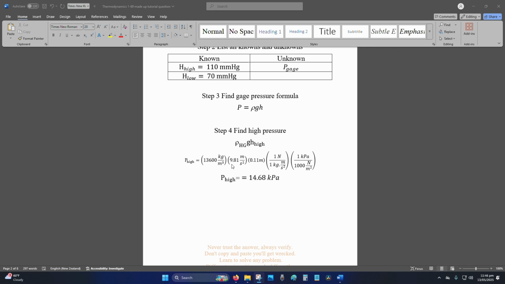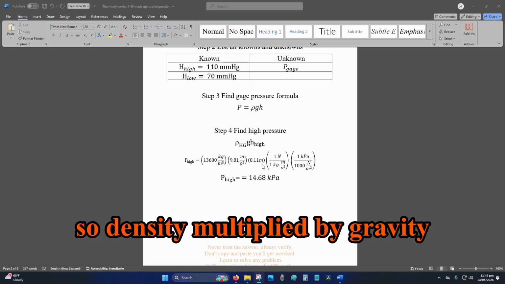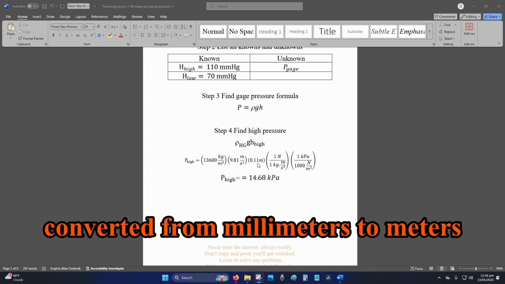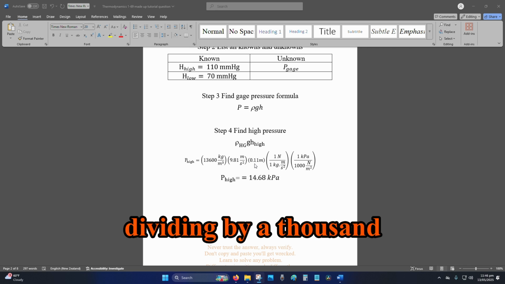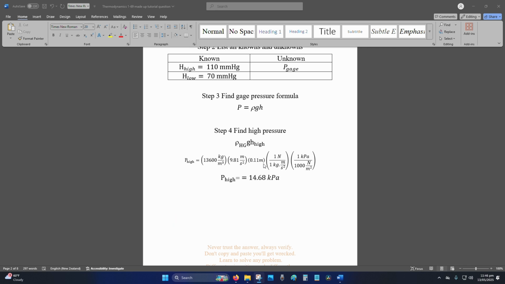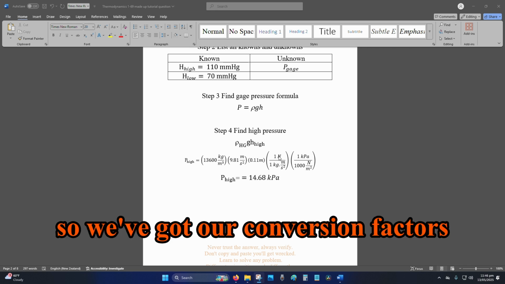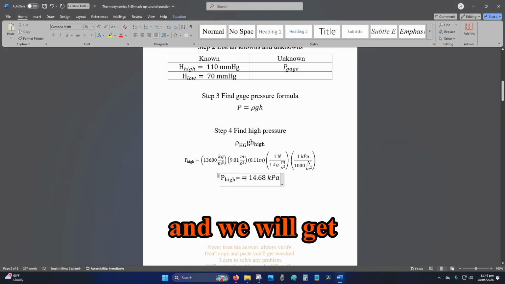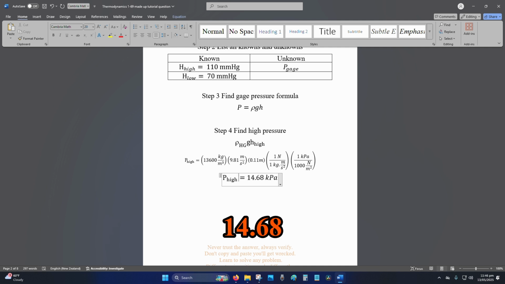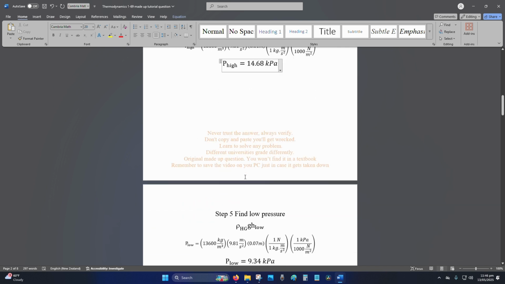Okay, so density multiplied by gravity multiplied by the height. The height is converted from millimeters to meters, so that is dividing by 1,000. So we've got our conversion factors to make it kPa. And we will get 14.68 kPa for the high pressure.